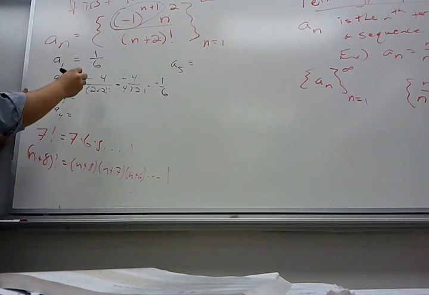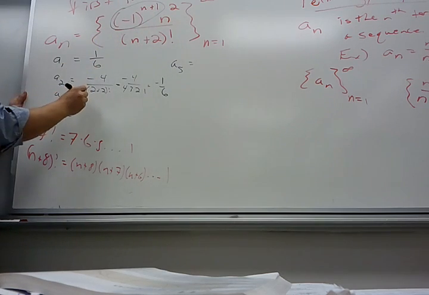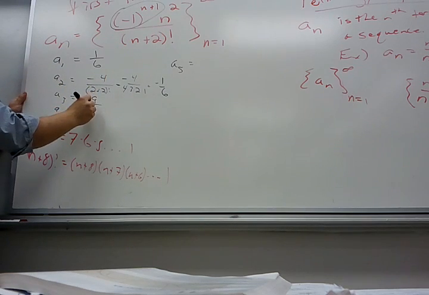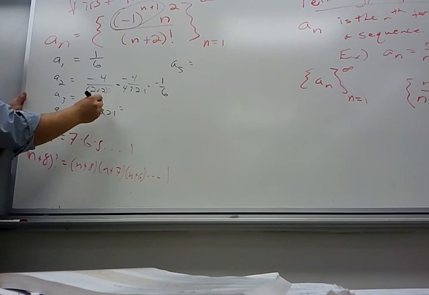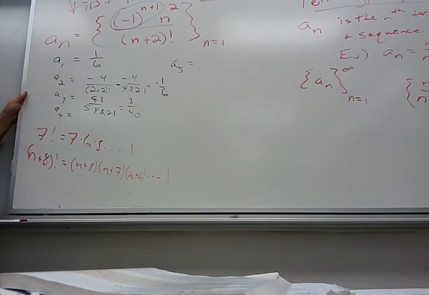A3. So now I've got a positive again, negative 1 to the 4th power. 3 squared is 9. 3 plus 2 factorial, so it'll be 5 factorial. That goes into 9 3 times. So I get 3 over 40. Sweet.